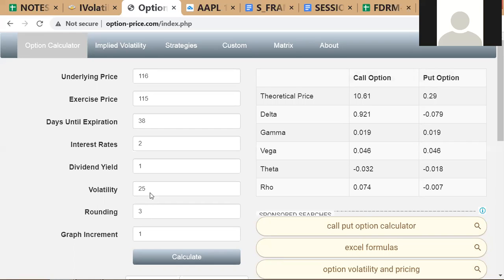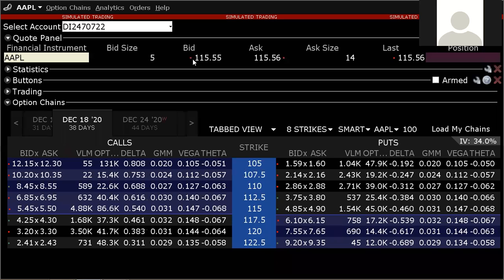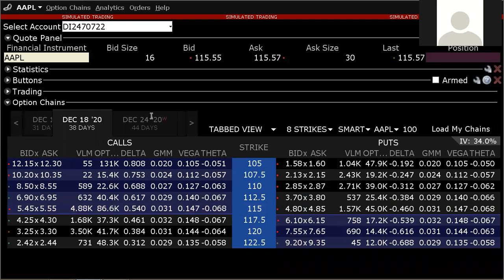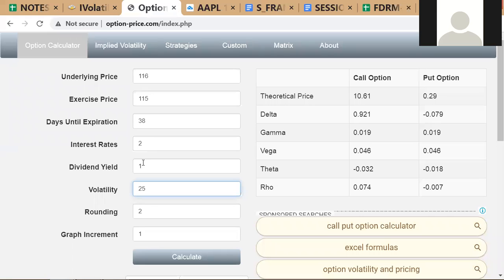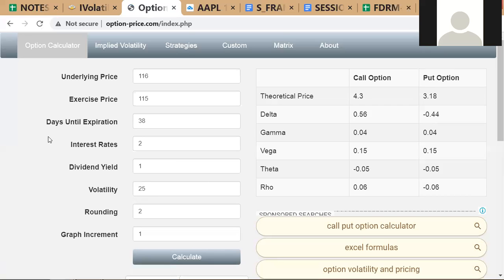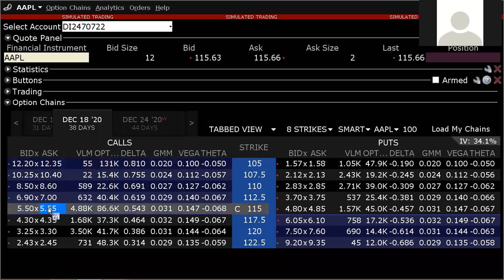Okay, so let's have rounding of only 2, right? And then the vol is 25. So what we see is that with the underlying price, we have rounded it off to 116, and maturity of 38 days, exercise price of 115, and interest rates and dividend, we have just given some arbitrary numbers. The I-Vol is 25. At the I-Vol of 25, if we calculate the option price, let's look at it. It's 4.3. So what this means is that the I-Vol is actually higher, it's 34.99.